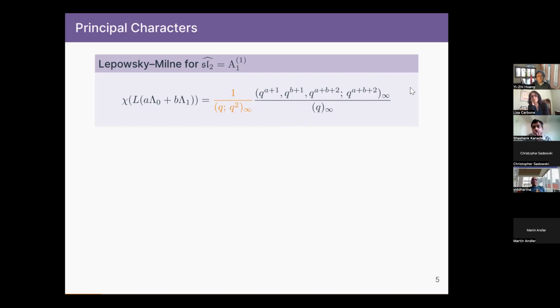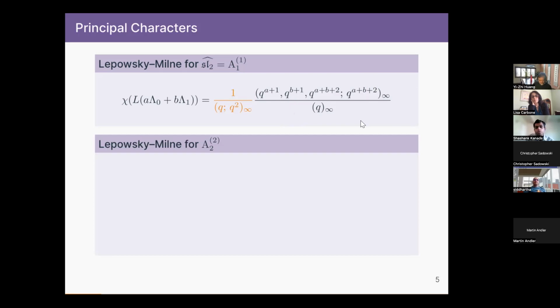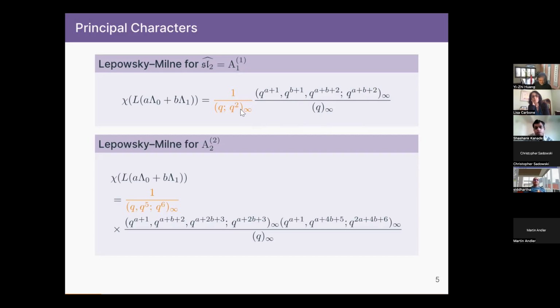If you're familiar with these products, then besides this orange part, this black part is really the products in Gordon-Andrews identities, or Andrews-Bressoud identities, depending on whether your level is even or odd. And they also did this for A2(2). Now you get, instead of this 1 over (q;q)∞ squared, you get this factor. And then you get some products which can be handled by the quintuple product identity.